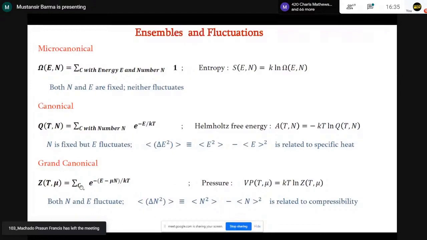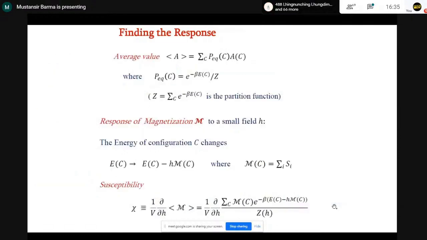Now, this time, both energy and number are fluctuating, right? Energy fluctuations, you've said, are related to specific heat. What about number fluctuations? Here they are, N squared average minus N average squared. They relate to compressibility. Notice that both specific heat and compressibility are response functions. I'll elaborate on that as we go ahead. And so what we're saying is that fluctuations relate to response. How can we go ahead and find the response?